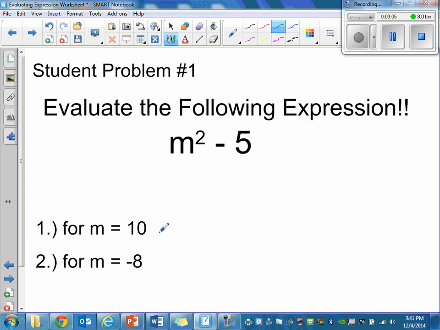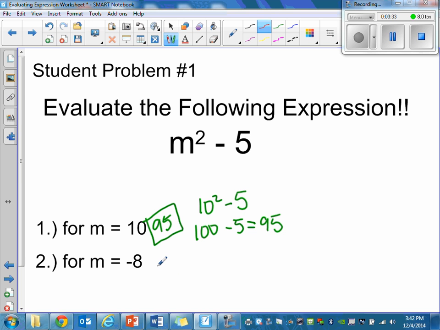For number 1, you should have gotten 95. If you got 95, you can go ahead and fast forward the video and start number 2. If you didn't get 95, you should continue watching. So for number 1, it would be 10 squared minus 5. 10 squared is 100 minus 5 is 95. Pause to do number 2.